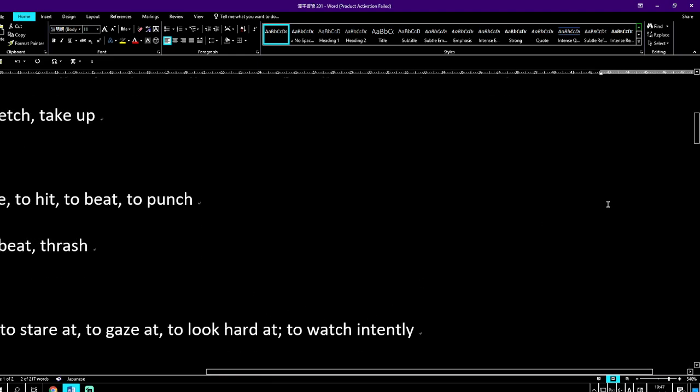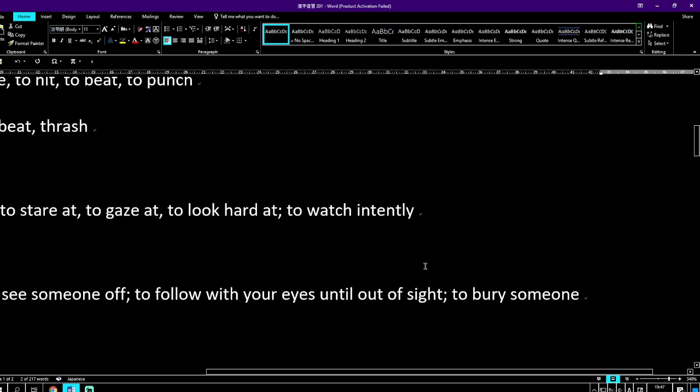Next is to stare, to look at, mitsumeru. To stare or look at something intently, mitsumeru. Next, to see someone off, to follow with your eyes until out of sight, is mi okuru. To look at, mi, and okuru, to send. To send someone off is mi okuru.